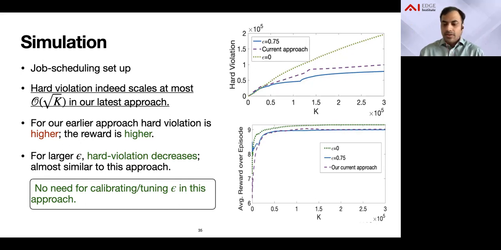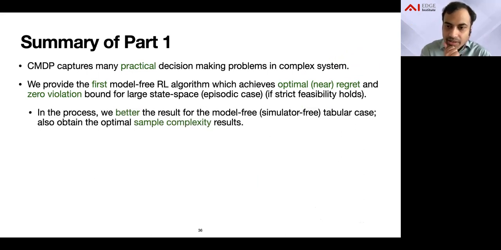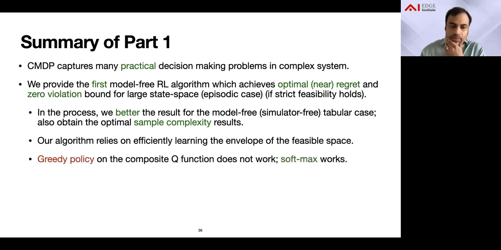Okay, so this leads to the last slide of this part one, the summary. What we learned is that CMDP captures many practical decision-making problems. We provide the first model-free RL algorithm which achieves optimal regret and zero violation. In the process, we also bettered the model-free tabular case result. And we show that a greedy policy on this composite Q function does not work, so instead we need to work with the softmax policy.